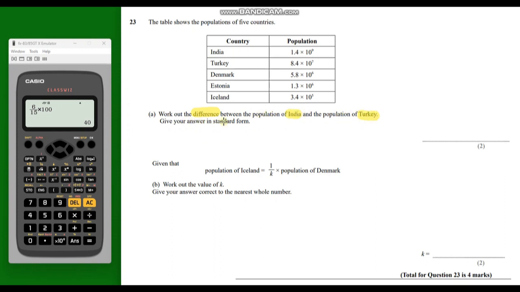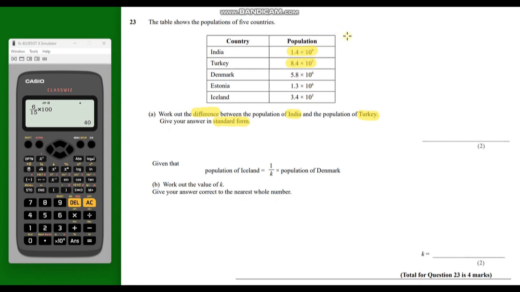Give your answer in standard form. So India is this. That's the population of India. The population of Turkey is this one here. And we're working out the difference. So we're just going to do one, subtract the other. Now, from the powers, I can see that India is bigger, and that makes sense. India is more populated than Turkey.